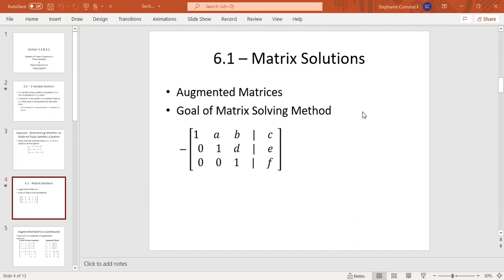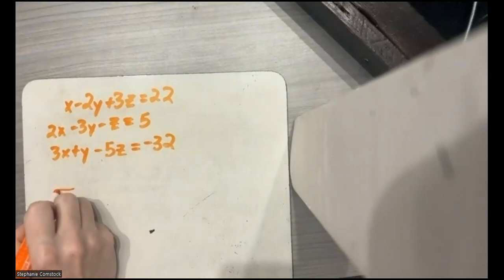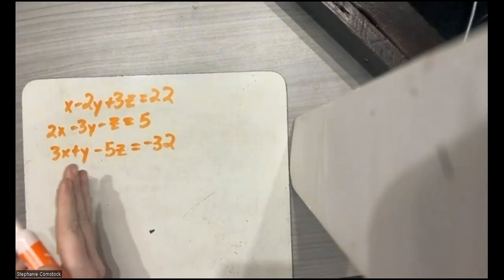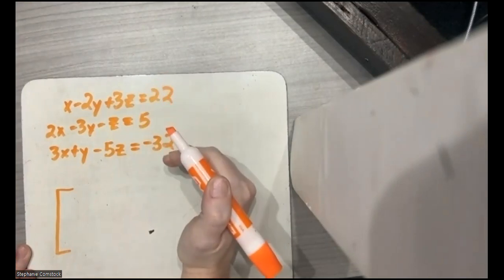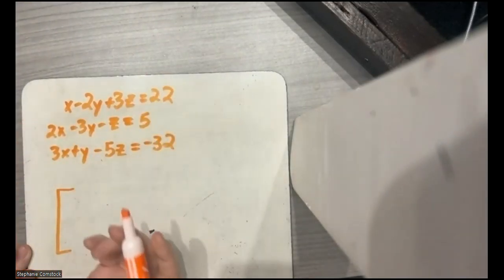Now, the first thing that we're going to talk about is what's called an augmented matrix. I'm going to show you how to build an augmented matrix, and then we'll talk about the goal. You start with your system, and you use a large square brace. We're going to have three rows, and we line things up: x's, y's, and z's in that order, our equal sign, and then our constant.